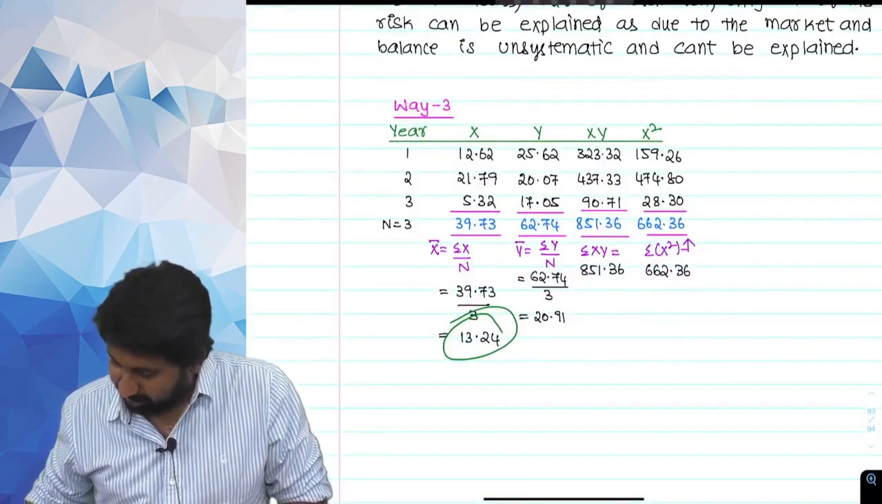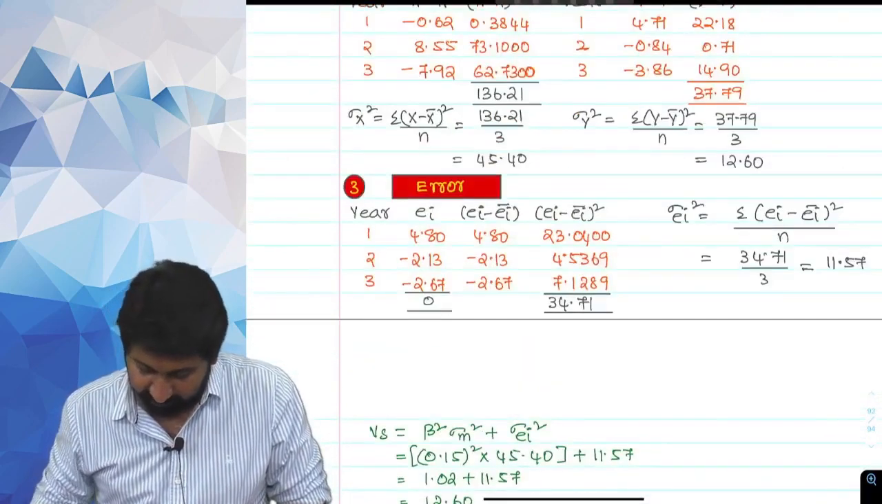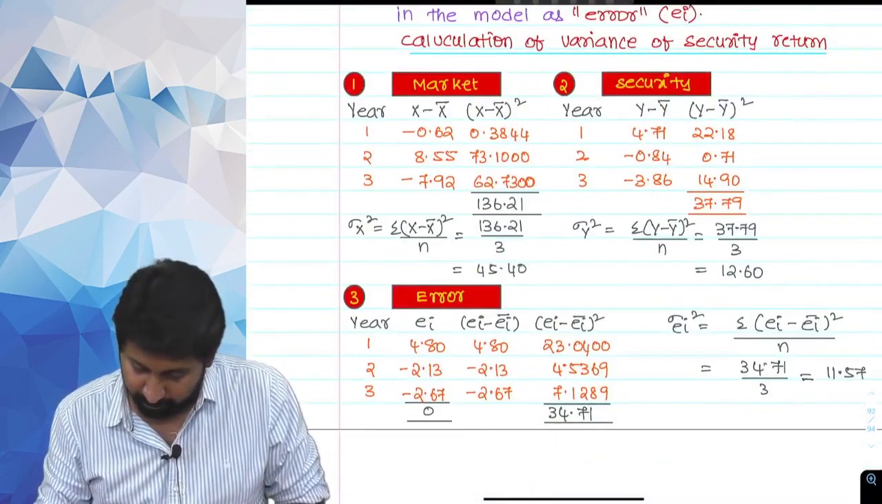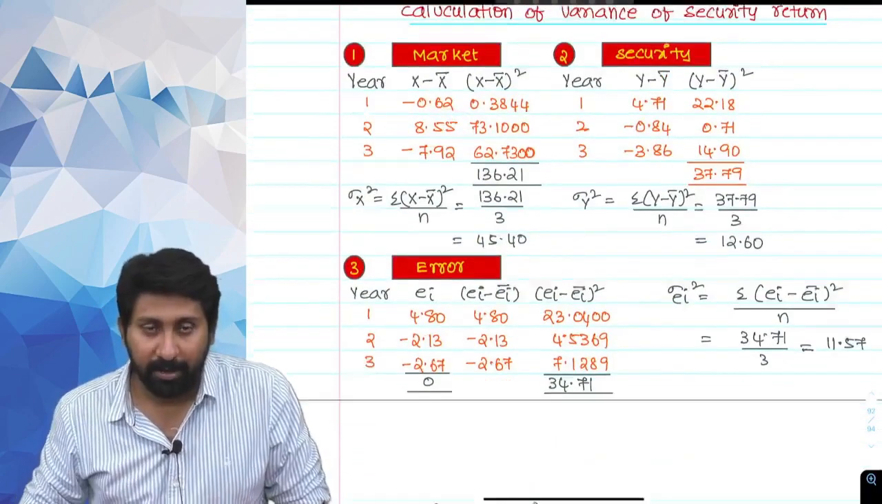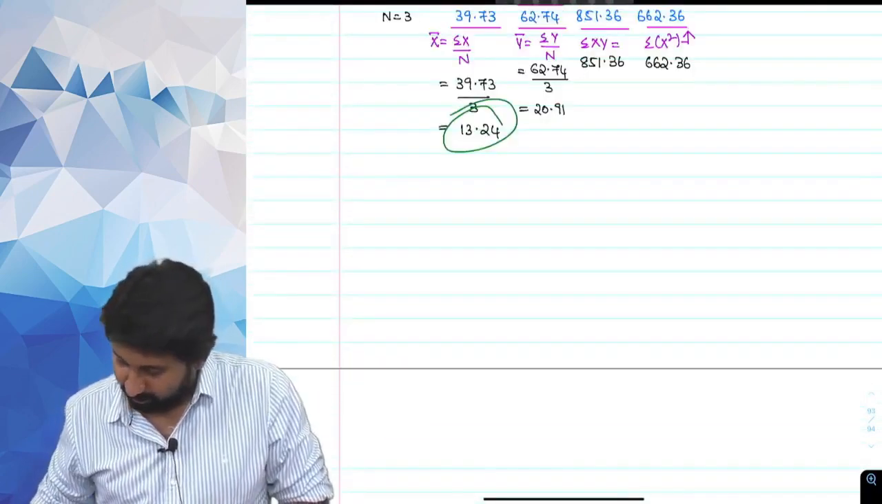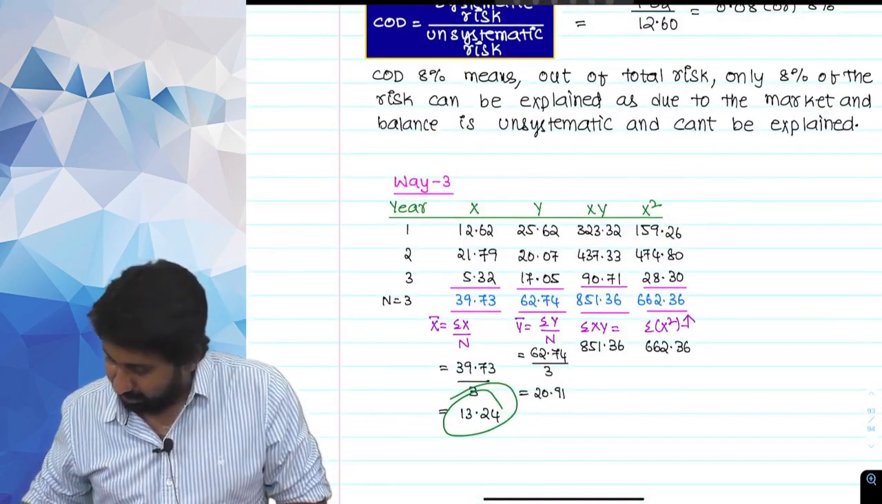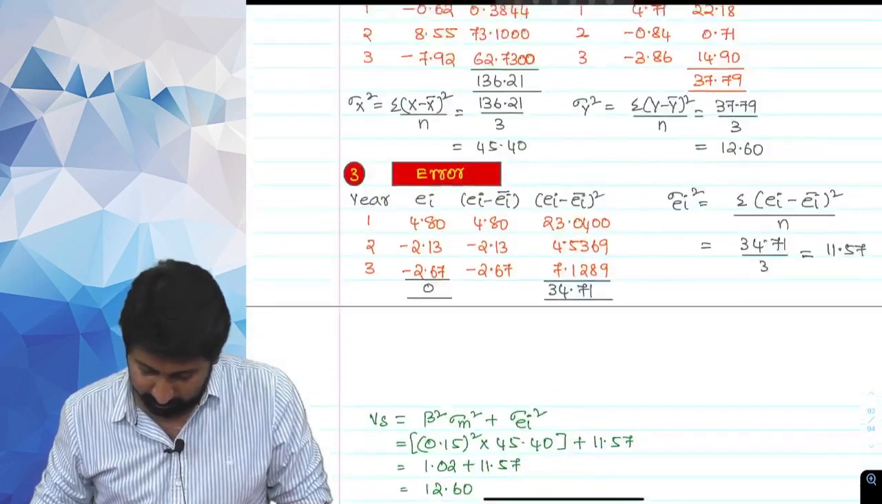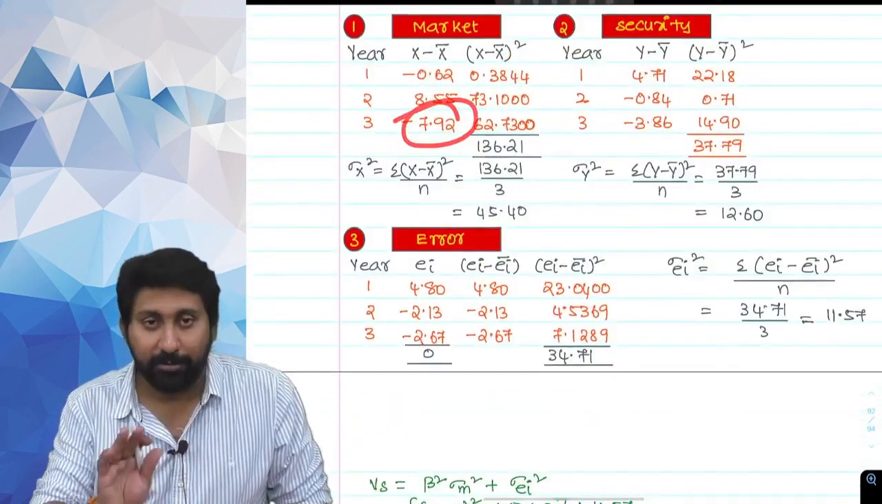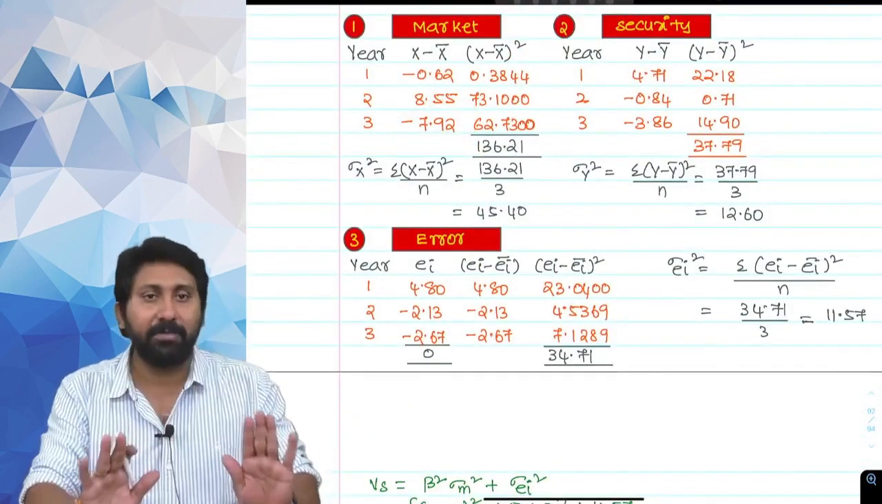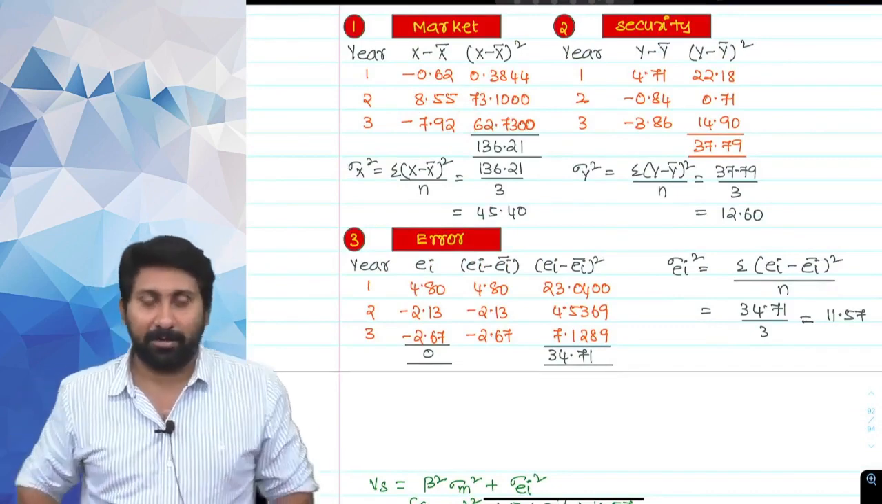21.79 minus 13.24 is 8.55. Happy? Yeah? Next. 5.32 minus 13.24 is minus 7.92. Happy? Yeah? That's what. You believe me. This is information taken from the problem.